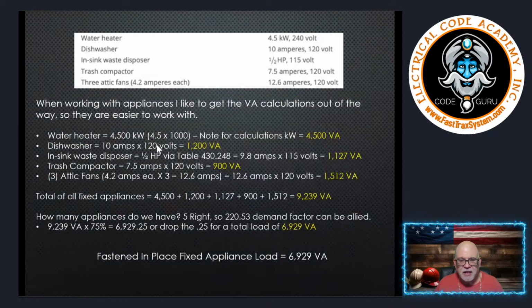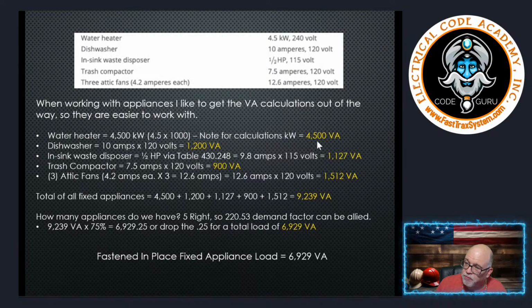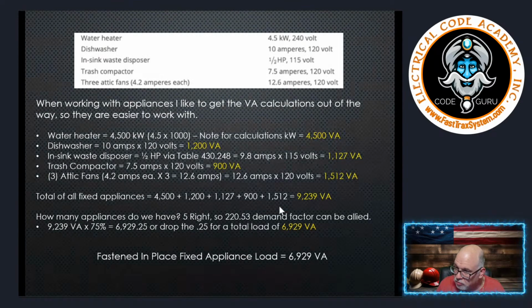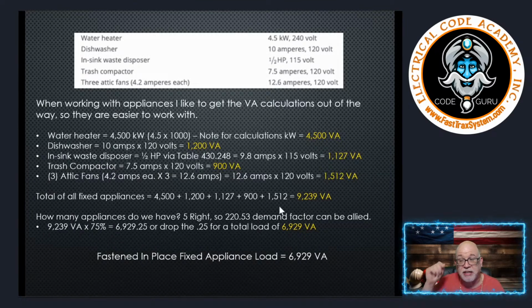So guess what? This is where people get confused about the neutral. If I could apply this demand factor to the hot conductors, why can't I apply it to the neutral? And the answer is you can. So we're going to do the same thing. But in this case, I'm going to add up everything except for this 4,500. Now, since we've already done this math right here, I'm just going to take that 9,239 and I'm going to subtract 4,500 from it. So 9,239 minus 4,500, and that gives me 4,739. I'm going to take that number, I'm going to multiply that by 75%.